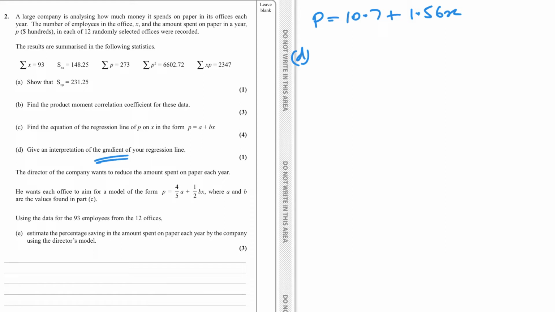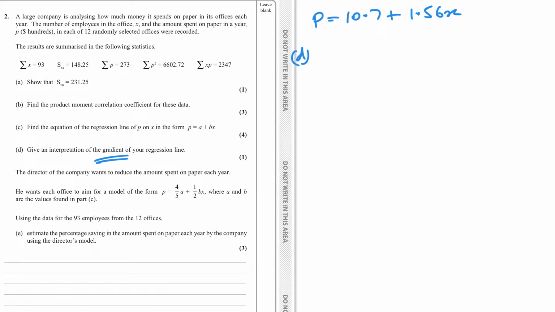Now, part D wants us to talk about the gradient of the regression line. So that's, in our case, this 1.56 is obviously a positive gradient, so it's increasing, and we need to go back up into the question to see what it actually means. So reading the question, number of employees in the office is X, the amount spent on paper in a year is P, and each of 12 randomly selected officers. So X, what we're looking at with the X's is the number of employees.